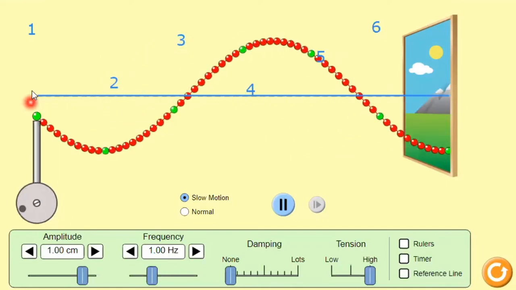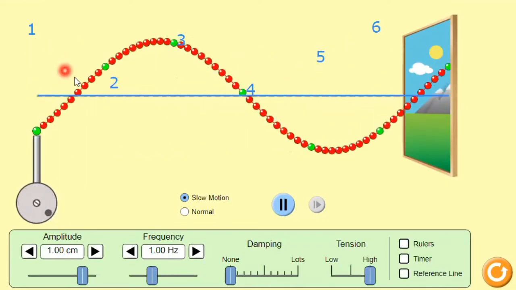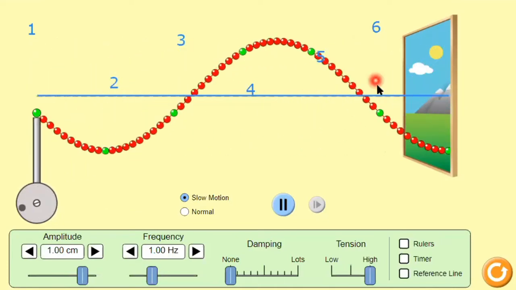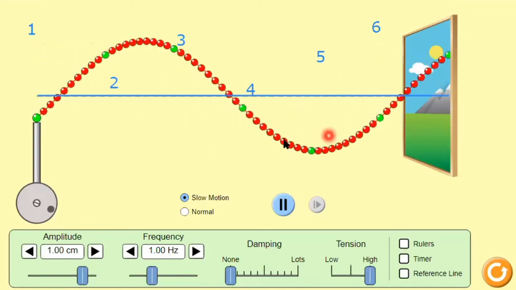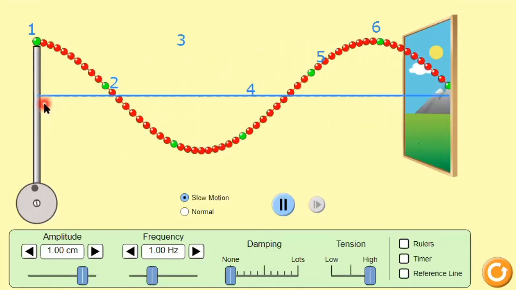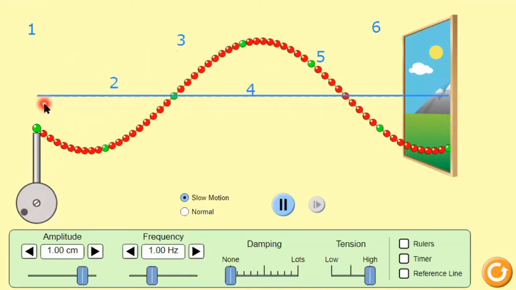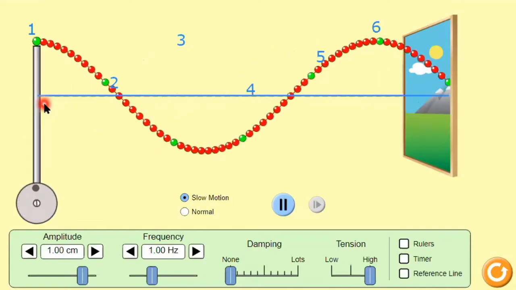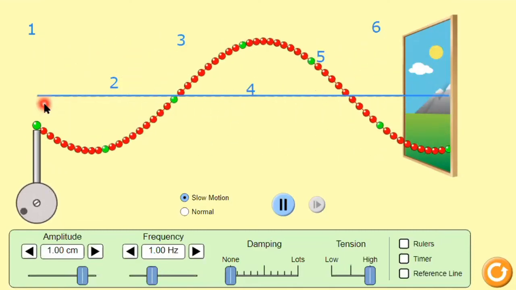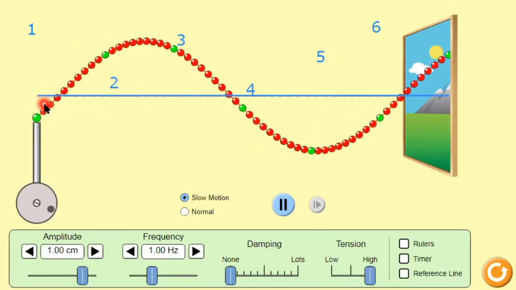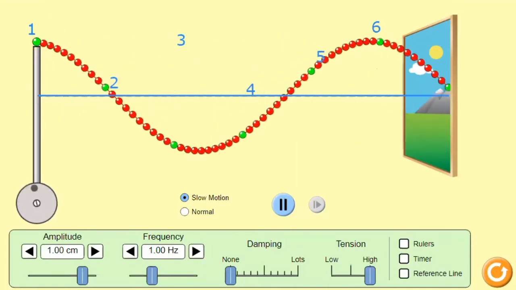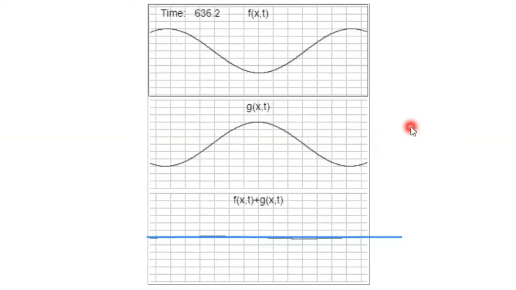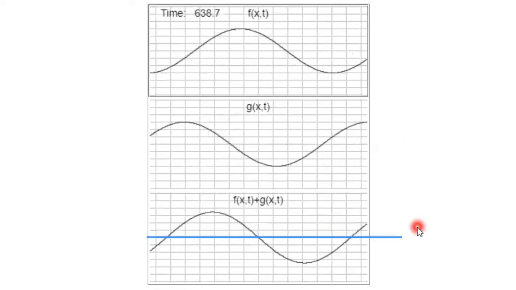Initially the first particle will cross the mean position, then the second particle will cross, then third, then fourth, then fifth, and so on. So all the particles will cross the mean position at different instants of time. Hence we are going to say that in a progressive wave all the particles do not cross the mean position simultaneously, while in a stationary wave, all the particles will cross the mean position simultaneously.